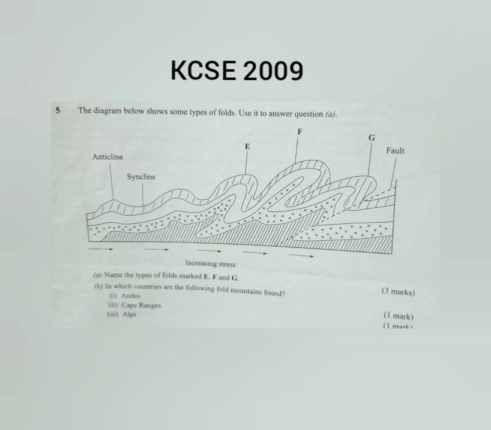then you will know that E must be an overfold. Then after an overfold, we get a recumbent fold. After a recumbent fold, we get an overthrust fold, or what we call a nappe fold. We have just explained how it forms. Those are 3 marks. Question 5b, in which countries are the following fold mountains found?